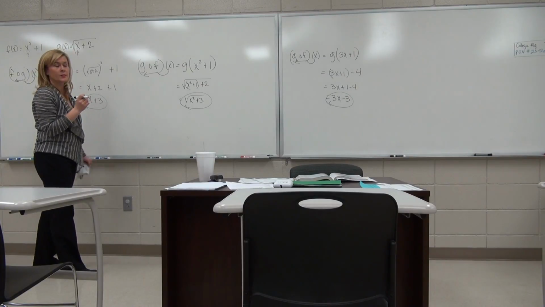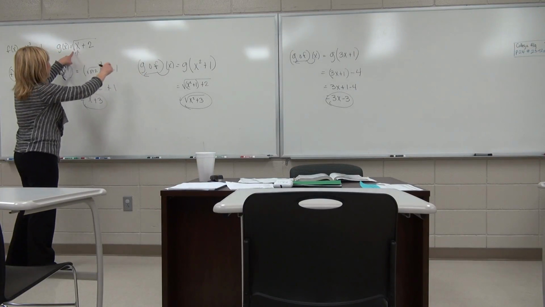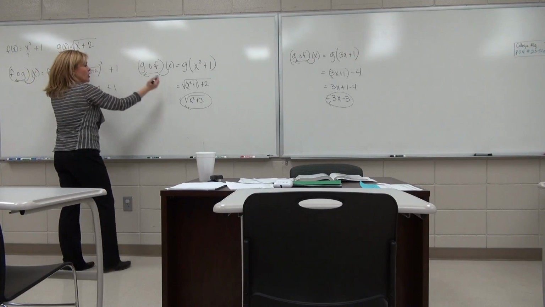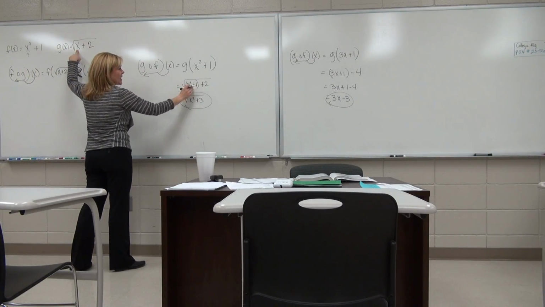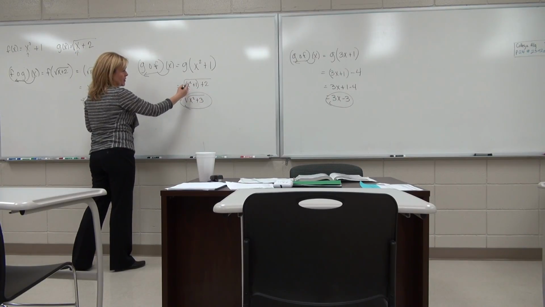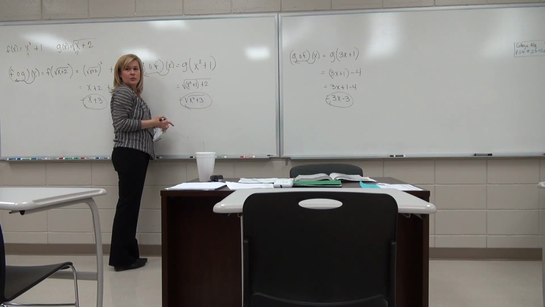Can you go over it? Okay. I'm putting x squared plus 1 in place of this x. So I've got my square root bar, which is on it. Here's where that x is, so that's the x squared plus 1. And then I've got the plus 2. So then I've got my x squared, and 1 plus 2 is 3.